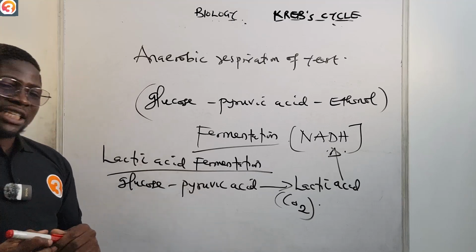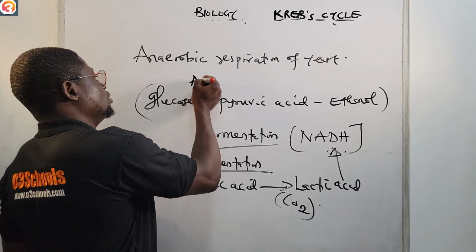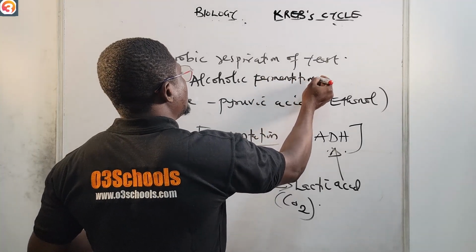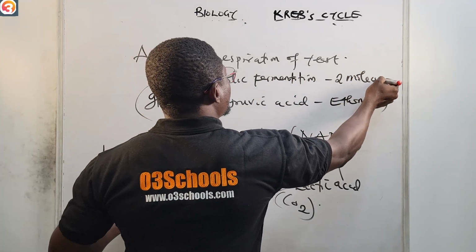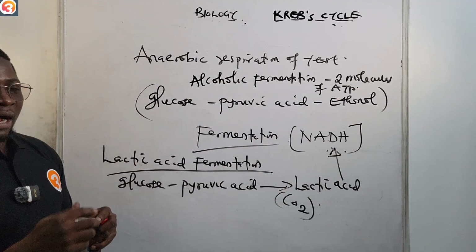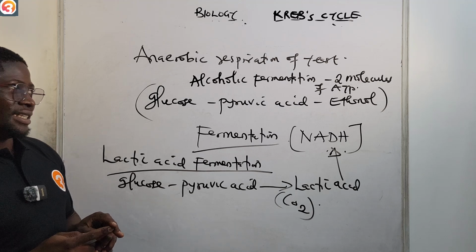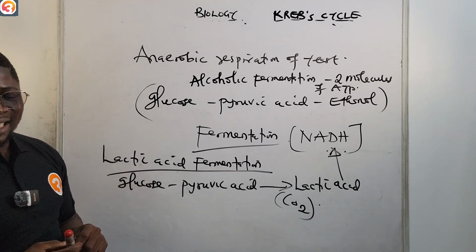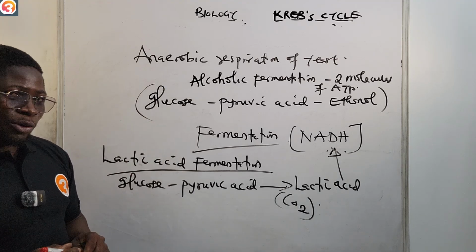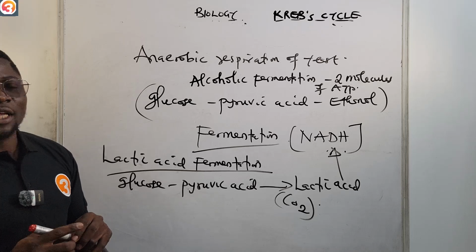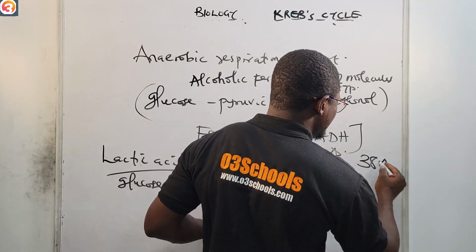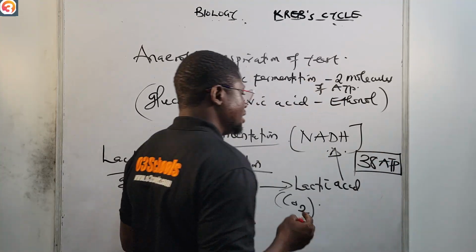And in alcoholic fermentation, take note, only 2 molecules of ATP are produced per 1 molecule of glucose. Only 2 molecules of ATP are produced in alcoholic fermentation. But in aerobic respiration, you know that 1 molecule of glucose produces 38 ATP. You see it in your past questions. Please take note of that.